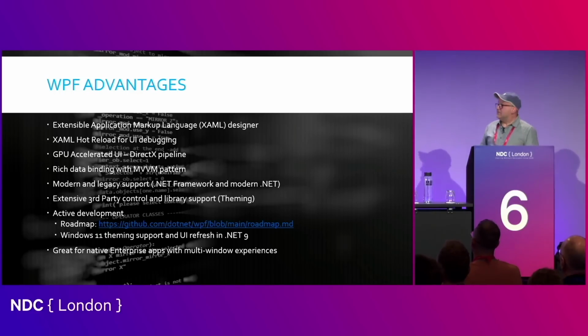It's also under active development, and they publish their roadmap up on GitHub. So Windows 11 theming support is new in .NET 9, and they've refreshed the UI a little bit. You'll see the difference in the two projects, how things look different with that. It looks a lot more like a WinUI project now. They're using a lot of the same stylings that WinUI is using on their controls. So it's great for native enterprise apps. It really does multi-window stuff very well, just like Windows Forms. Not all of the frameworks do multi-window as well.